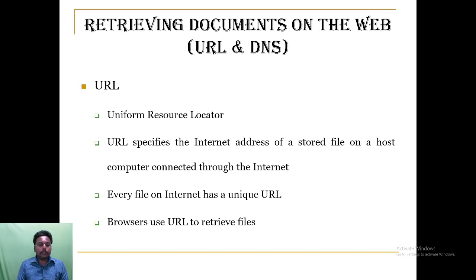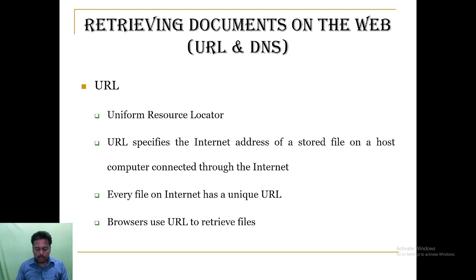What is URL? Simple explanation: Uniform Resource Locator. What is the need of URL? What is the main purpose we are going to use the URL? A URL specifies the internet address of a stored file on a host computer connected through the internet. It holds the address, meaning in the URL area we are typing some content. The format always starts with https://, then www, World Wide Web, and the domain name, google.com, tsncd.ac.com, facebook.com, live.com, whatever it is. Every file on the internet has a unique URL.